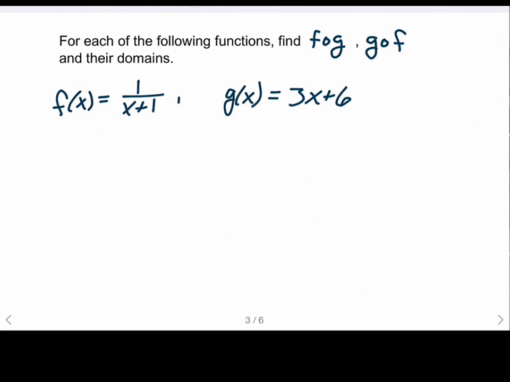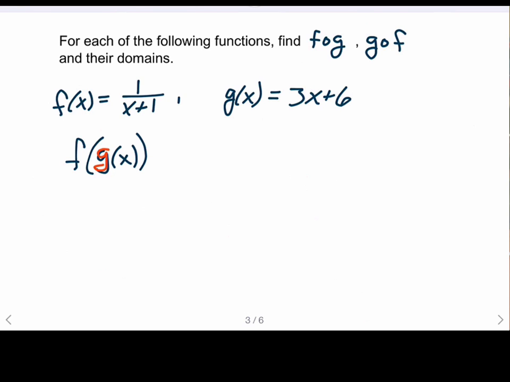Next, we are asked to find f composed with g and g composed with f and their domains for various functions. And in our first such example, we are given that f of x is equal to 1 over x plus 1, and g of x is equal to 3x plus 6. First, we're going to find f composed with g, which is f of g of x. And notice this, we weren't specified f of g of 2 or anything like that. We're just going to be finding the expression that indicates the result of the composition.